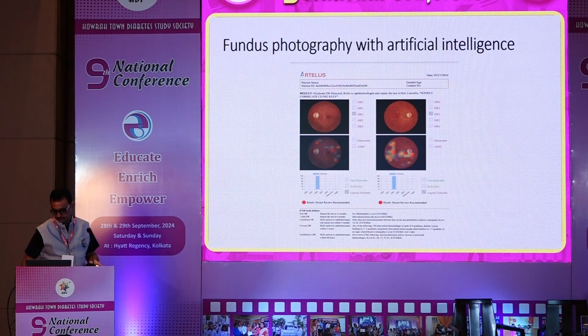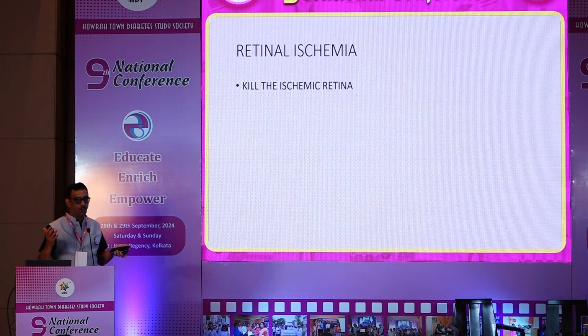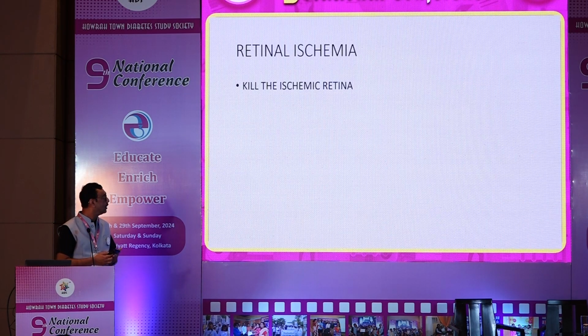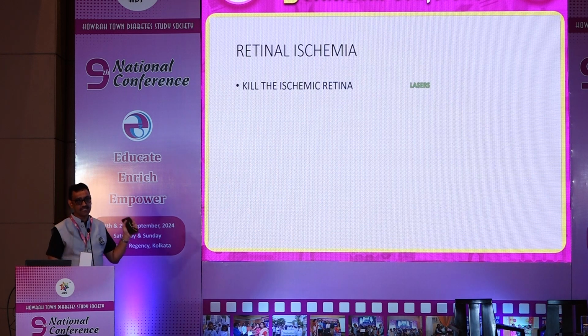And then, what would be the basic management? As our teachers taught us, you kill the ischemic retina, because ischemic retina produces all the factors which add to the microvasculature changes, the abnormal vessels happening. So how do you kill the retina? You actually use lasers. This is seen in proliferative diabetic retinopathy, where you actually do lasers, if I'm not mistaken.